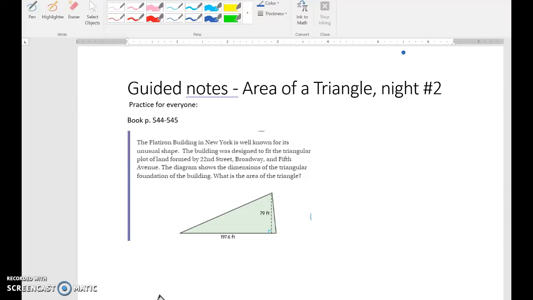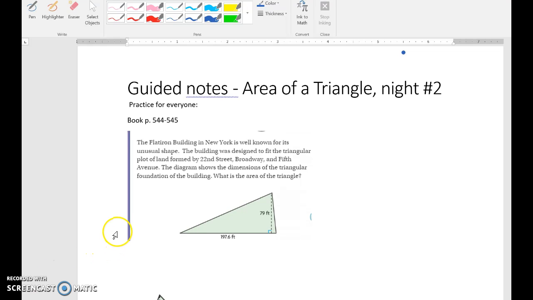Okay, this is guided notes for area of a triangle, night number 2. All of the problems that we're going to do today, except for one, are going to come out of the book. So if you want to do them in your book, the 3 problems that we're going to do from the book, that's fine by me. Although you're going to have to do the 4th one as well. And I just want to walk through word problems, applied problems, slightly more challenging problems, problems where you have to draw your own picture. So let's do this quickly.